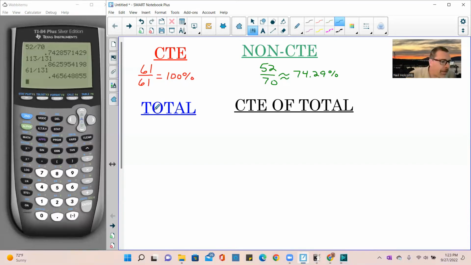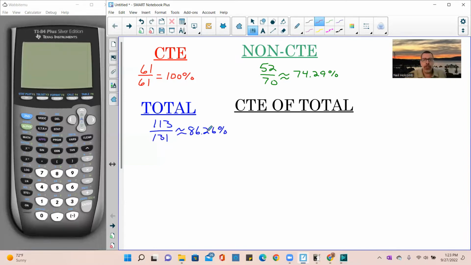Then you told me that the total graduation rate is 86.26%. I'm sorry, it says total graduation rate is 86.26%, 113 of 131. So 113 divided by 131 is 0.8626 rounded, which would be 86.26% total. So what you're asking me, I think, is you said the CTE students represent what percentage of the 86.26%? What percent is 61 of this?